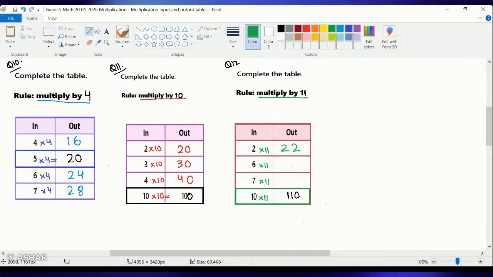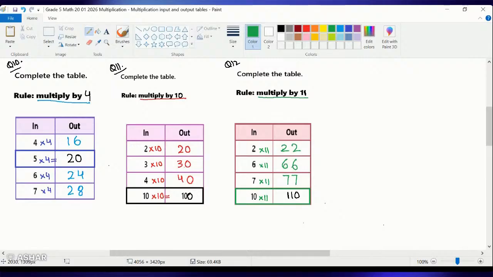The same goes for 6 multiplied by 11. 6 multiplied by 10 is 60, and 6 multiplied by 11 would be 66. 7 multiplied by 10 is 70, and 7 multiplied by 11 would be 77, right?